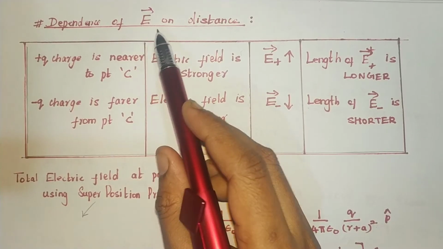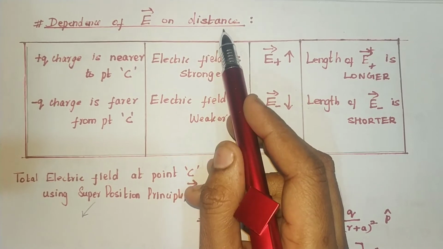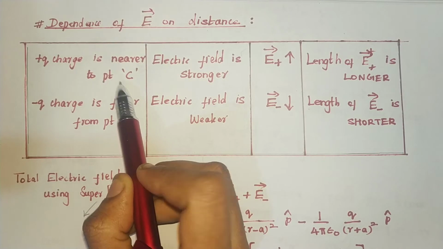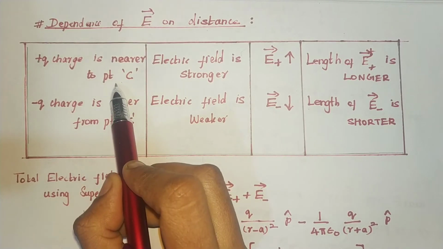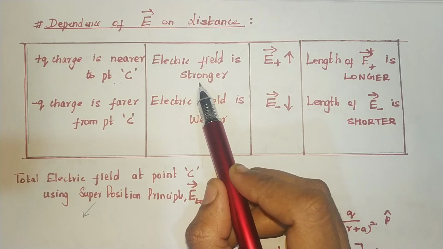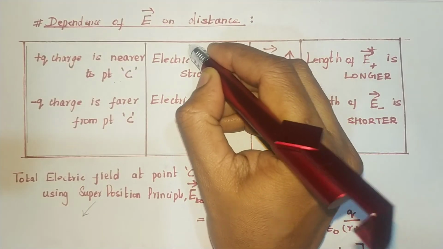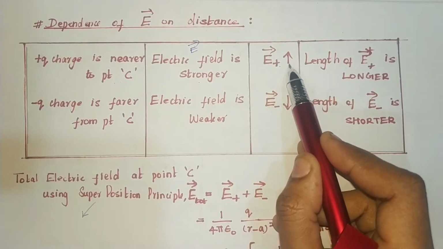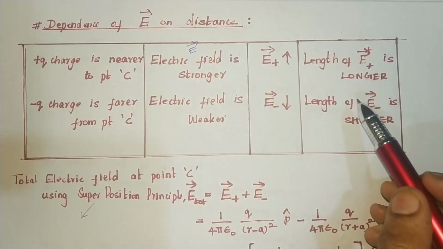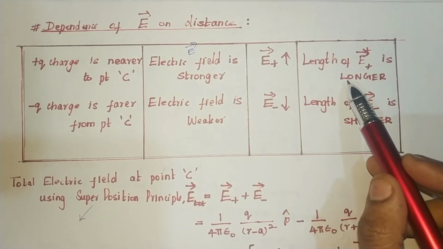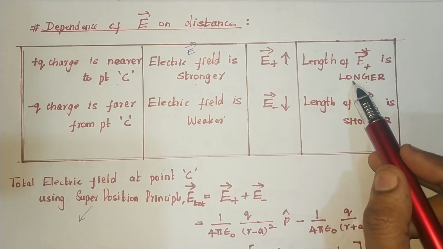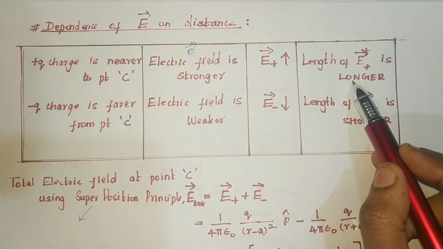இப்போ dependence of electric field on distance எப்படி இருக்குன்னு பார்க்கலாம். இப்போ நமக்கு plus q charge point C க்கு நியரராக இருந்துச்சு. Plus q charge is nearer to the point C. இப்படி இருக்கும்போது electric field எப்படி இருக்கும்? E vector is stronger. அப்போ E plus vector is increasing. அப்போ what happens? அந்த length of the E plus vector is longer. நம்ம வரையும் போது அந்த E plus vector உடைய length கொஞ்சம் லாங்காக வரையணும். லாங்காக வரையும் போது what does it mean?